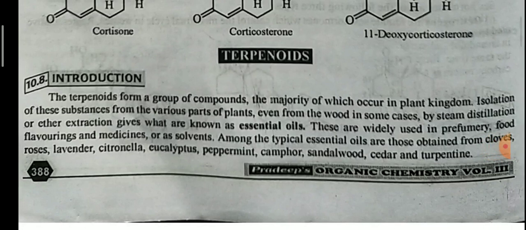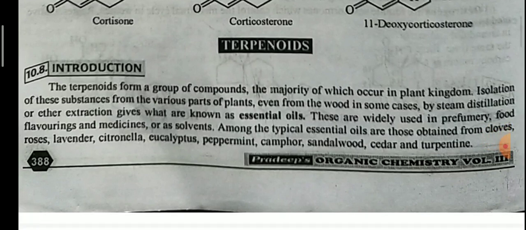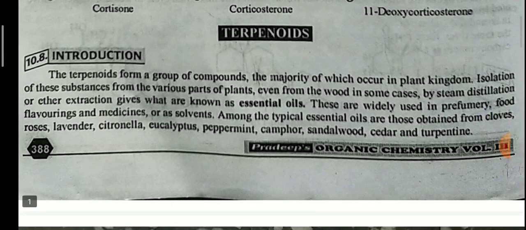Today's chapter is from Pradeep's Organic Chemistry book by Dr. S.N. Dhawan. Our topic is Terpenoids and Alkaloids. Terpenoids. Introduction. The terpenoids form a group of compounds, the majority of which occur in the plant kingdom.